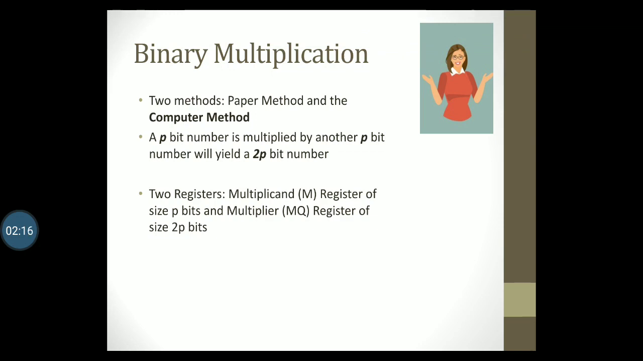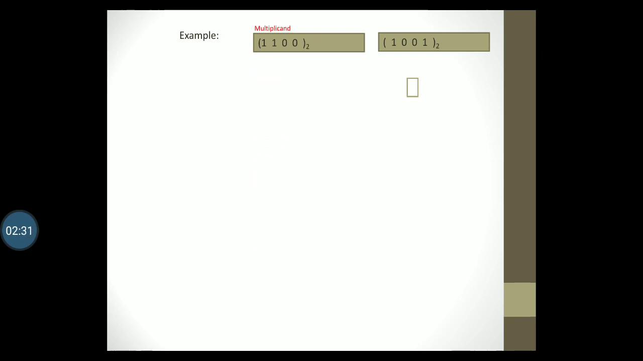Let us understand this with an example. Multiplying two binary numbers 1100 and 1001. When multiplying two numbers, the first number is always called the multiplicand and the second number is the multiplier. In the previous slide, I mentioned two registers, the M register which contains the multiplicand and the MQ register which will contain the multiplier.